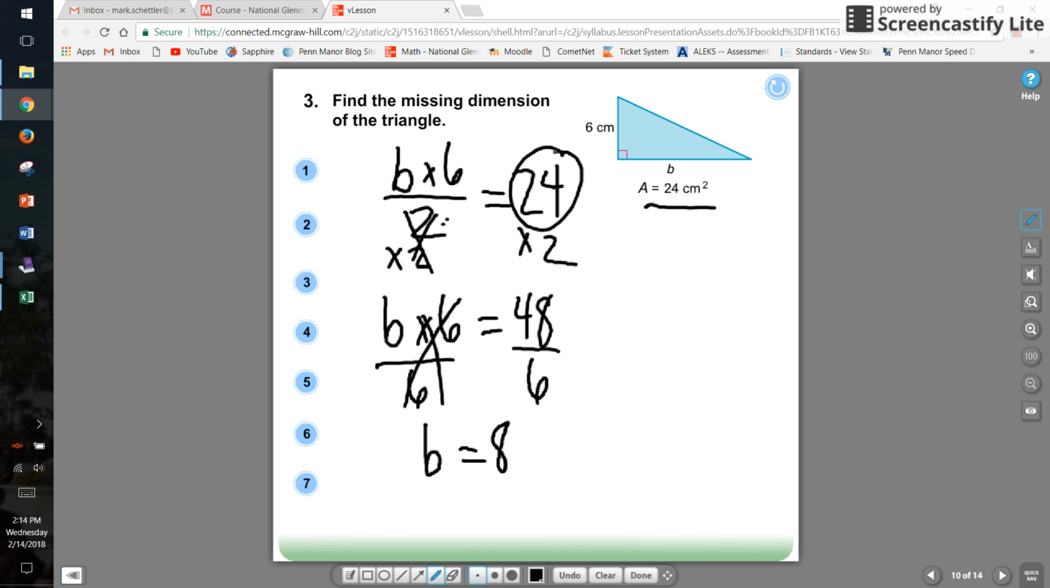Let's label this. See, we're working in centimeters. It's centimeters, but not squared, because the base is simply a line that ran from there to there. We're not looking for the area, just that line. Ladies and gentlemen, that's working with triangles, finding missing pieces, finding the area.